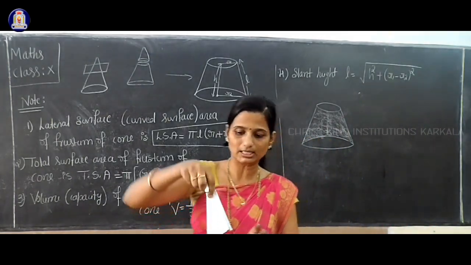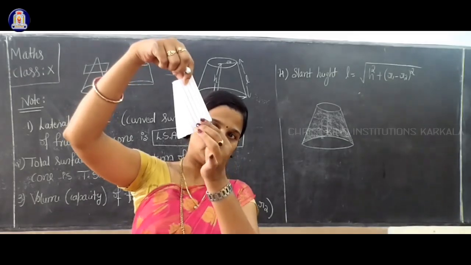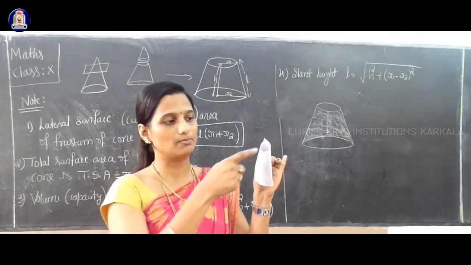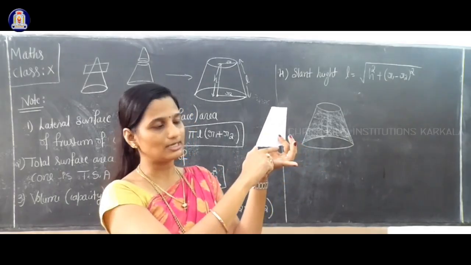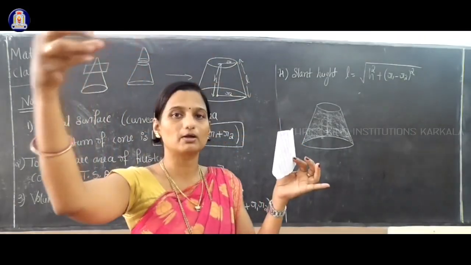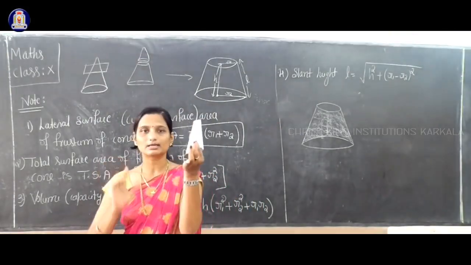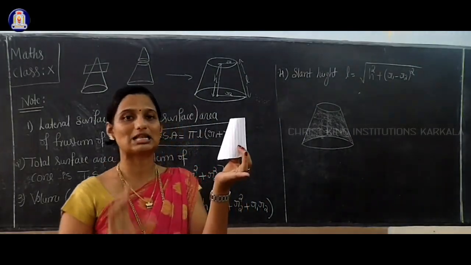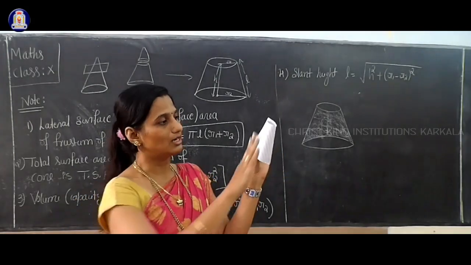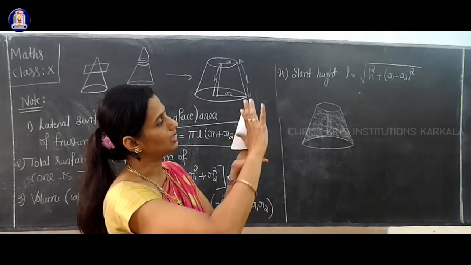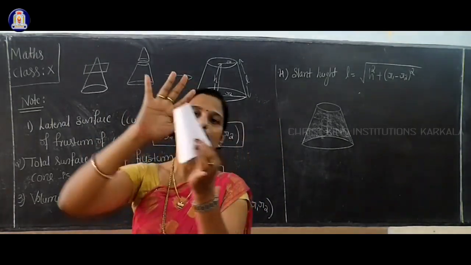I will show you in this example. This is the shape. What is the shape of this one? Frustum, right? This is the frustum shape. Here is a circle and here is a circle, and one small part of the cone is removed, right? So now in this, what is your lateral surface area? Which region is the lateral area? This region. Understood, no? This region is called the lateral surface.